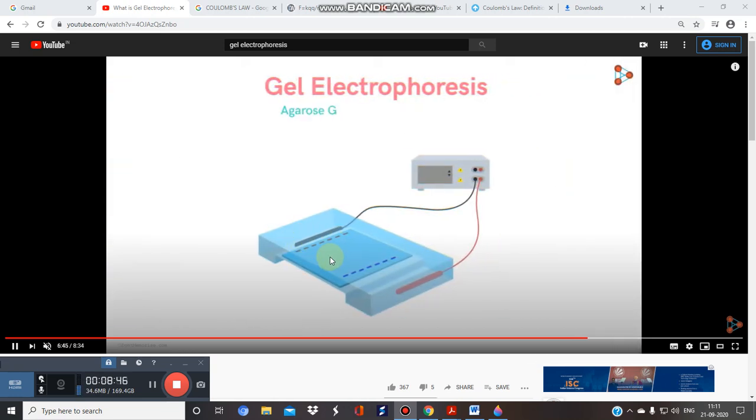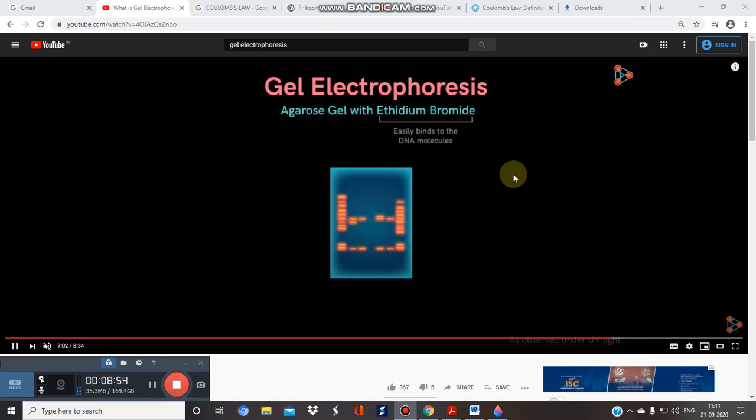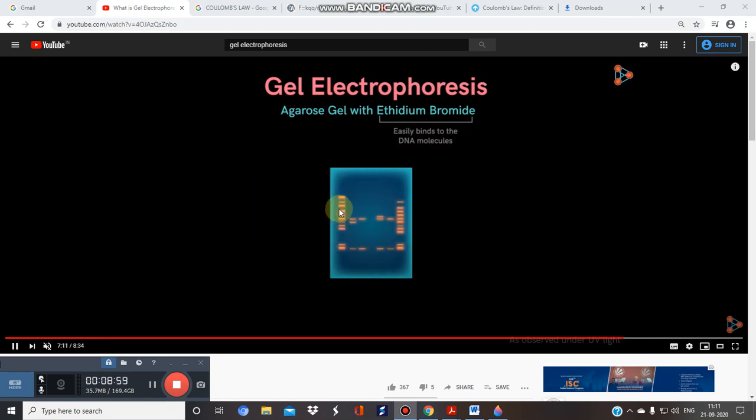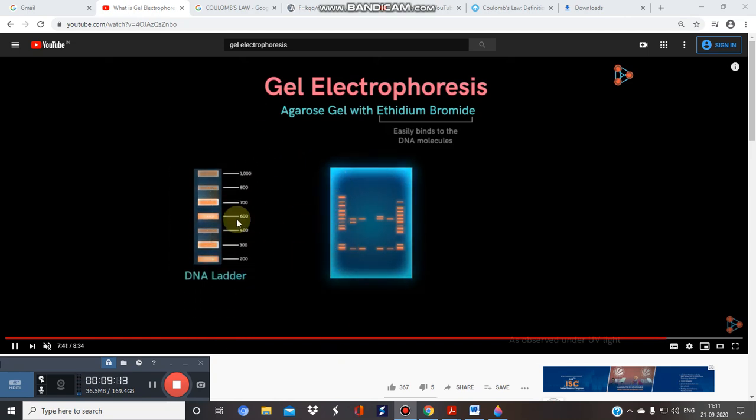So what is the procedure to observe this DNA that is separated? We use ethidium bromide. What will happen? This will bind with the DNA molecule, and when we observe under UV light, it will give an orange fluorescence, and the DNA bands will appear. Okay, and the smaller bands will appear at this point. Suppose this is the movement, the larger bands will remain at this point, and we will compare our sample with the standard ladder.